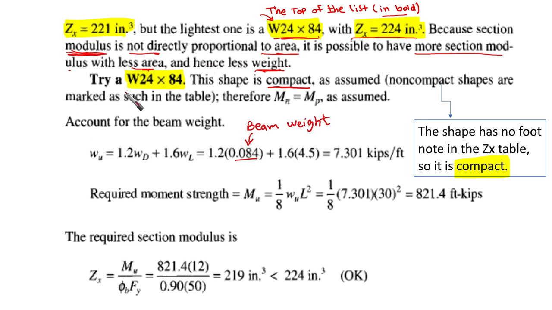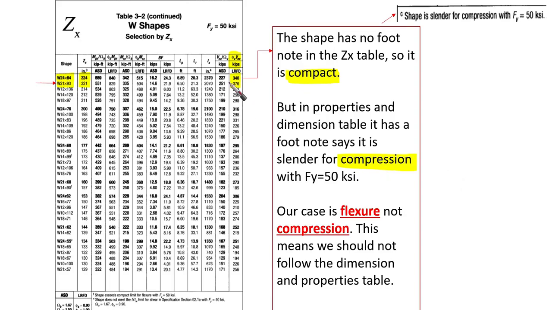Okay. Try a W24 by 84. This shape is compact. So let me ask you why it is compact here. Simply as assumed, because we have assumed it in the beginning, but we want to be sure that this shape is really compact or not. Why? Because if you look at the shape in the ZX table, the shape has no footnote in the ZX table. So it is compact. If we go here, there is no footnote here. There is nothing here.